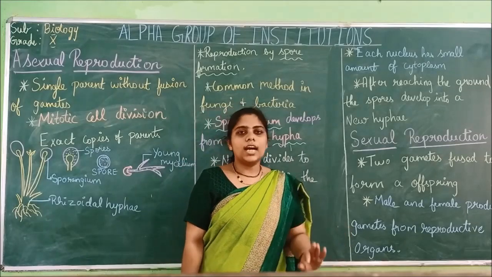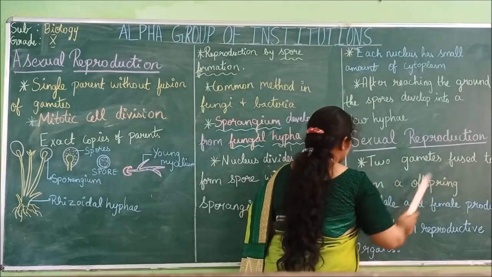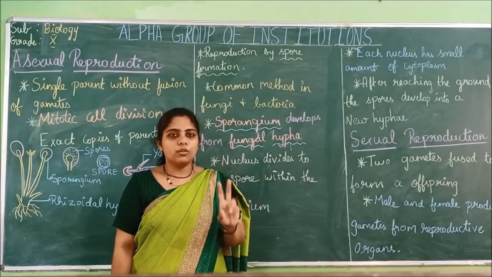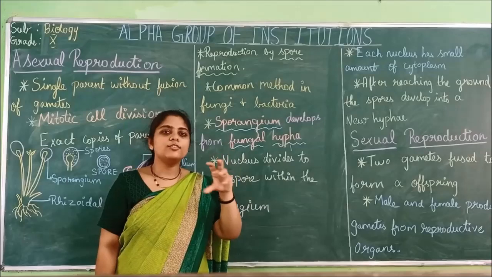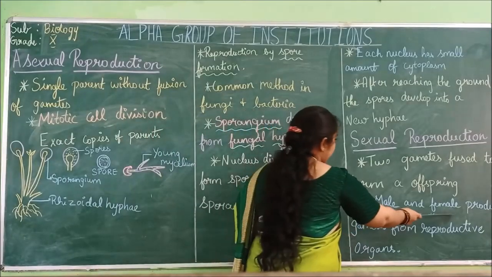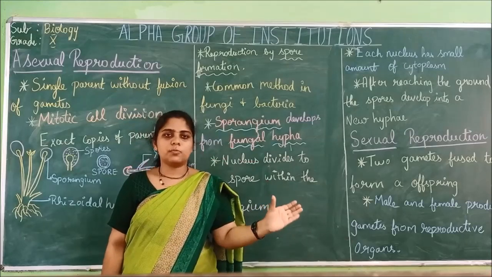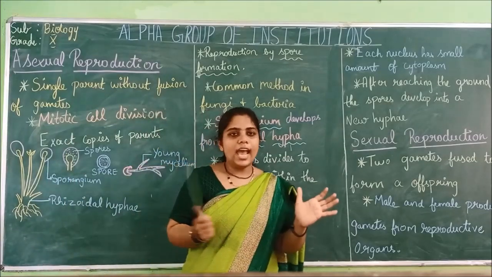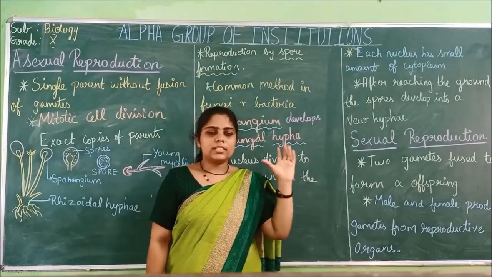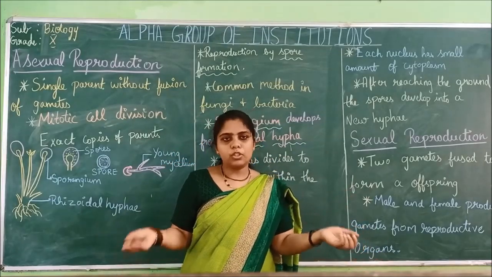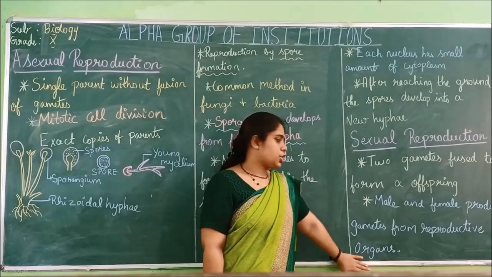Next, we are moving on to the third part of reproduction, sexual reproduction. Here, two gametes fuse to form an offspring. Like I said before, the fusion of male and female gametes forms a new offspring or new organism. The male and female produce gametes from their reproductive organs. The male will produce male gametes, and the female will produce female gametes, and they fuse to form an offspring. This is what happens in sexual reproduction.